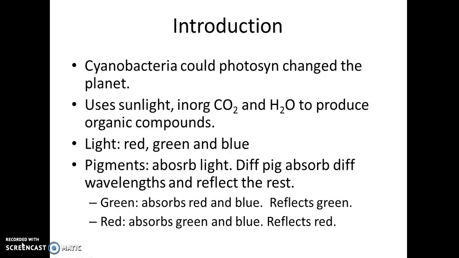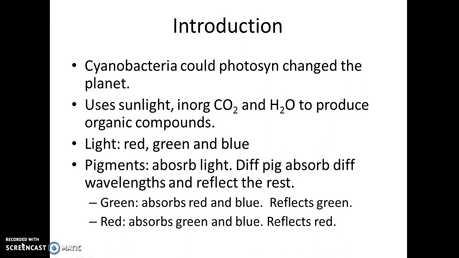It's a good textbook. So we're going to introduce photosynthesis by talking about cyanobacteria. Cyanobacteria are bacterial prokaryotes that could photosynthesize, and since they could photosynthesize, they changed the planet. Photosynthesis uses sunlight, inorganic carbon dioxide (an inorganic source of carbon), and water to produce organic compounds, specifically glucose. That glucose was then used to produce energy to keep organisms alive.